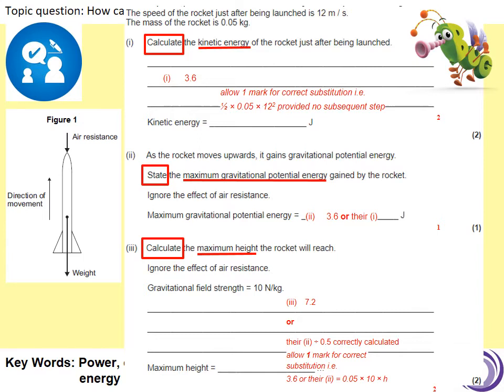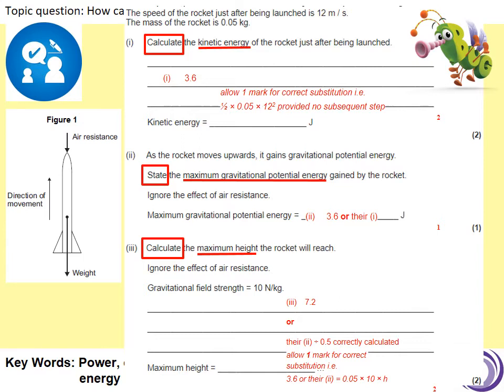Part 2, it's your maximum gravitational potential energy. So that kinetic energy, imagine all of that is transferred into your gravitational potential energy. We're ignoring air resistance, so we're ignoring any frictional forces. So you would write the same answer you had for part 1. If you didn't get 3.6 for part 1, that's okay. If you just write the same answer that you had for part 1, you would still get a mark for that.